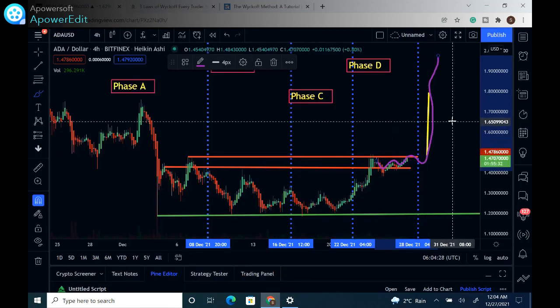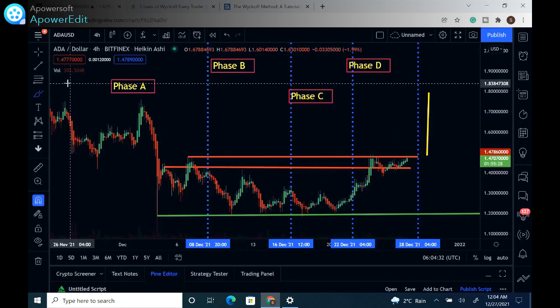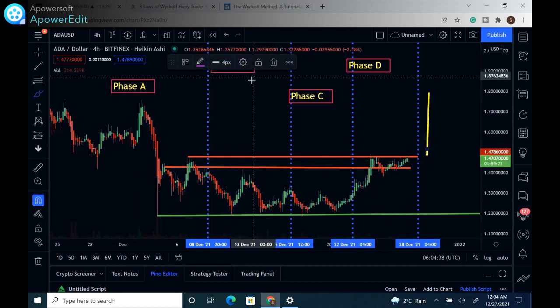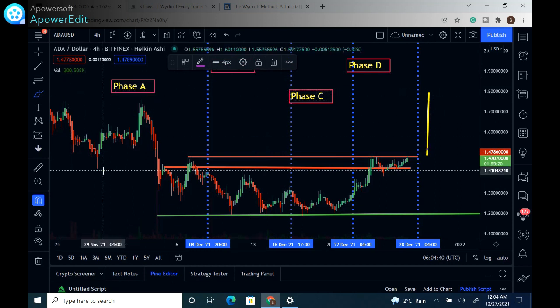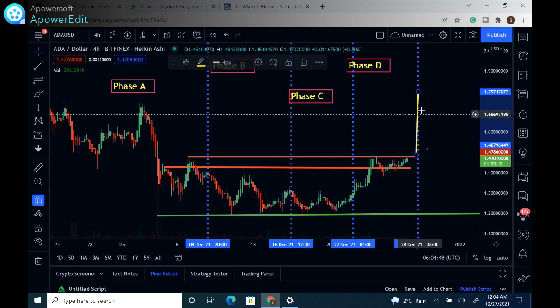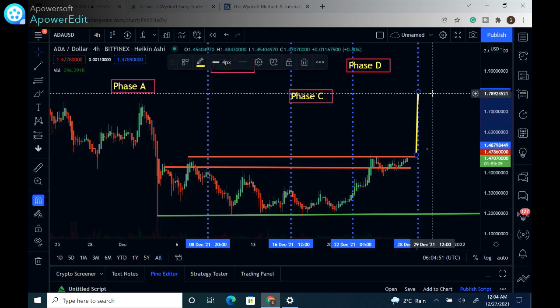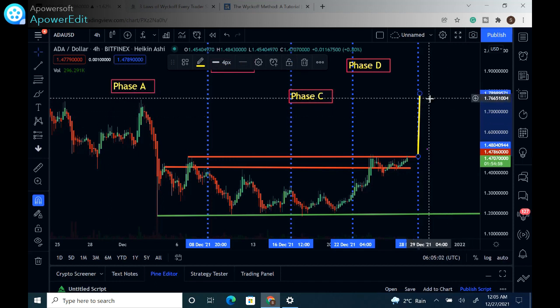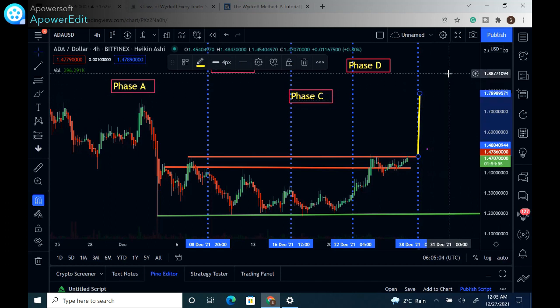So most probably, according to my opinion, the first price target of Cardano is like 1.78 USD. Once it reaches that, then we will most probably see a 10 to 20% drop, and then further upward movement.